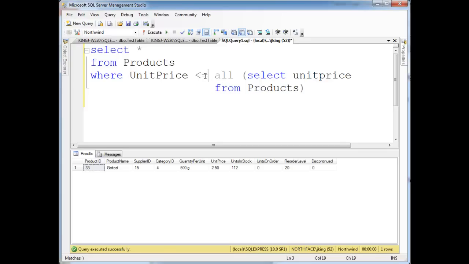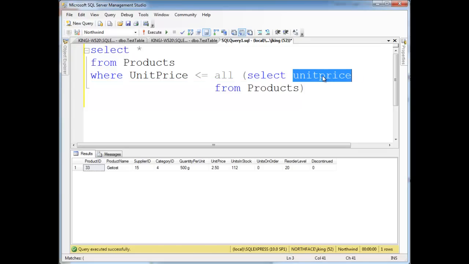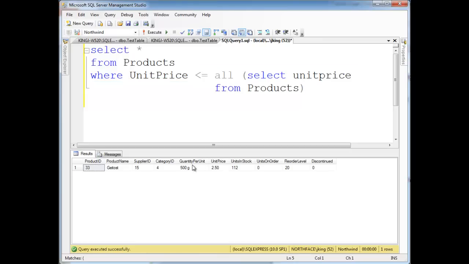Notice we have to have a comparison operator here. It could be any of the less than, greater than, greater than or equal to, any of those. Comparison, and then we put ALL here, and ALL means it must be true for all of the items in that list. Also notice I have to select a single column, just as we've done with previous subqueries. So less than or equal to all of the unit prices in the products table, and we get this nice result.